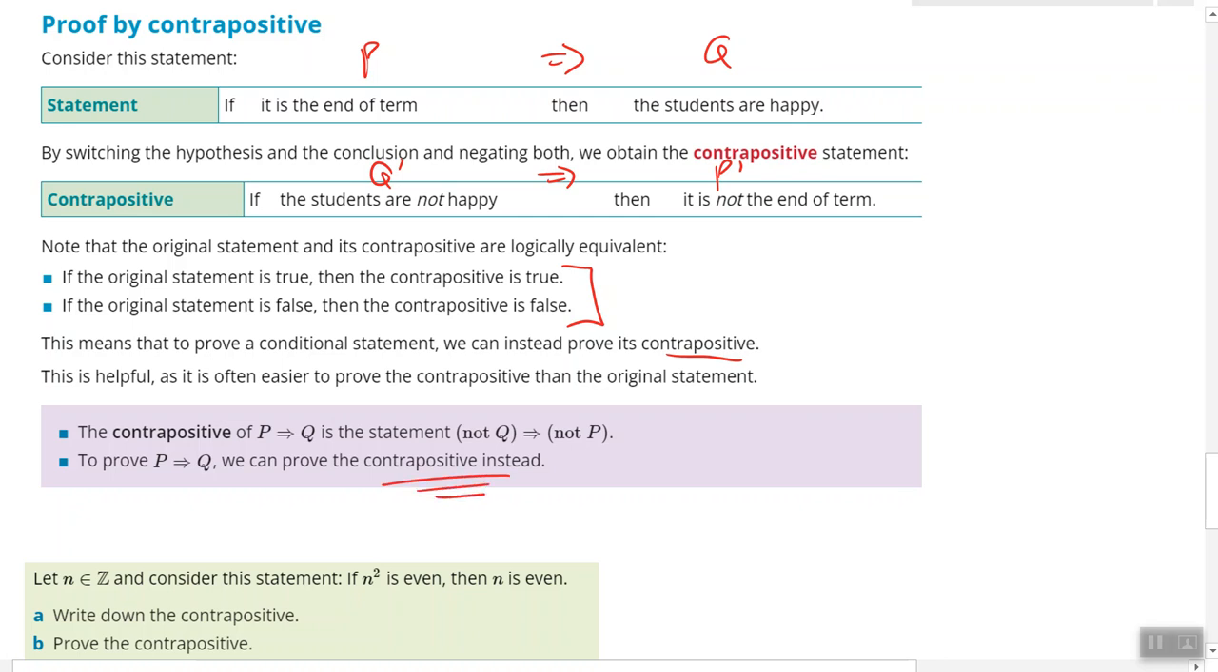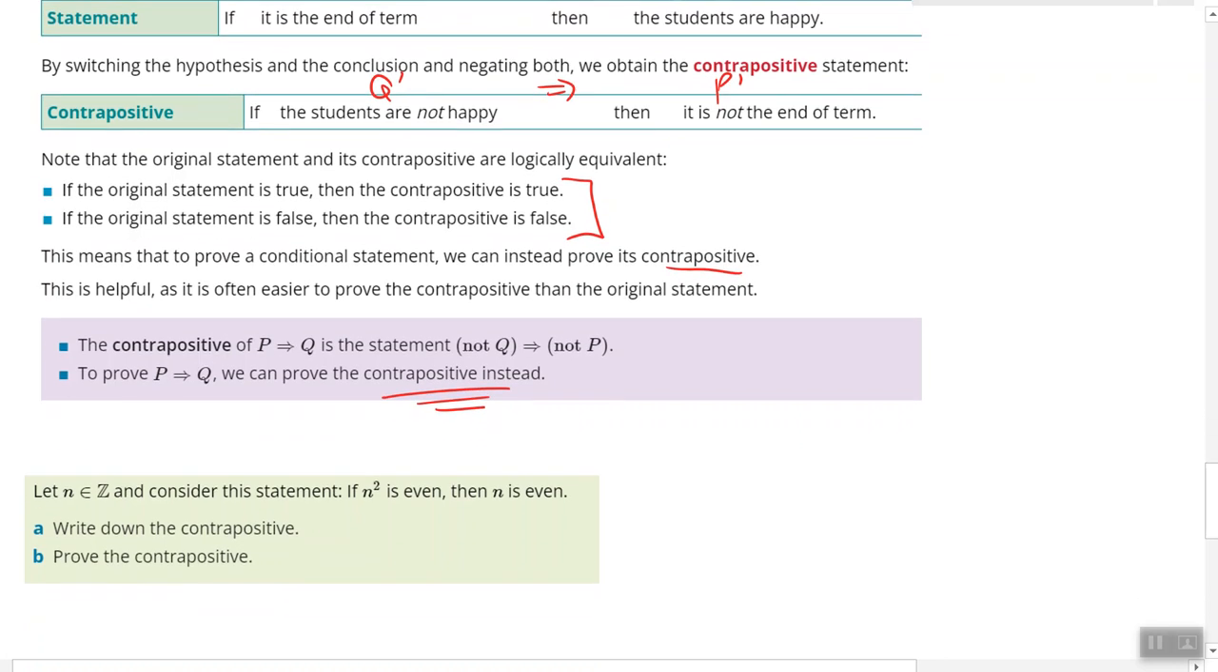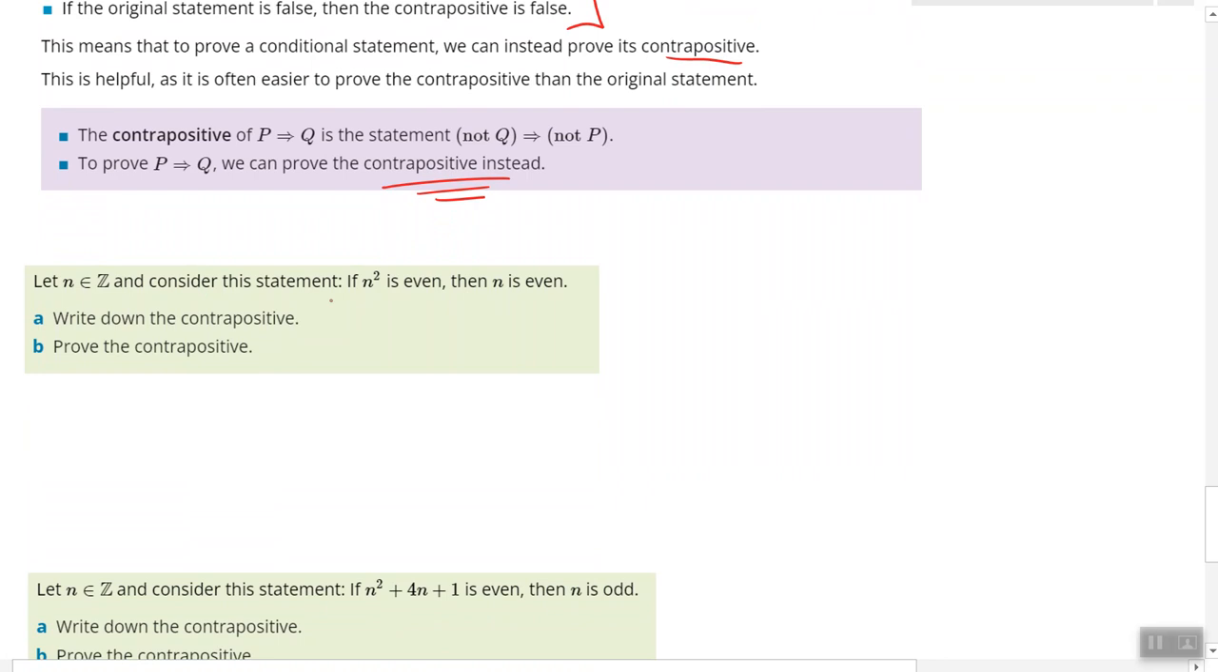Okay, so that's the key of the whole exercise. So let's do this. Consider the statement: if n squared is even, which we'll call P, leads to n is even, that's Q. So the contrapositive would be not Q leads to not P. Write down the contrapositive.